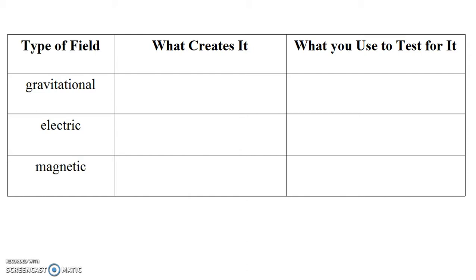And then you're going to pause the video and fill in as much as you can. You should have no problem filling in that middle column, but you may not be exactly sure what goes in that last column, but as we go through it, it'll probably make a little more sense. Okay, so as we go through, there's a great review of the different types of fields we've seen throughout the year. Let's start with gravitational fields.